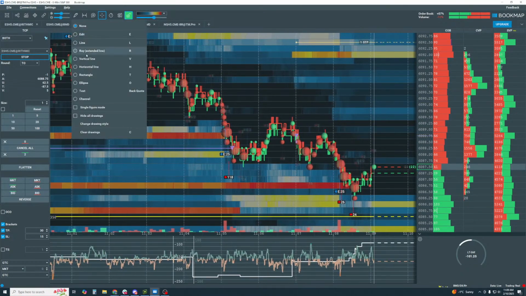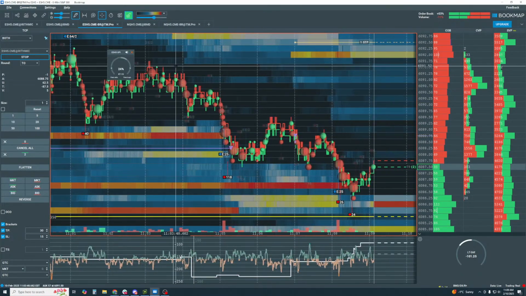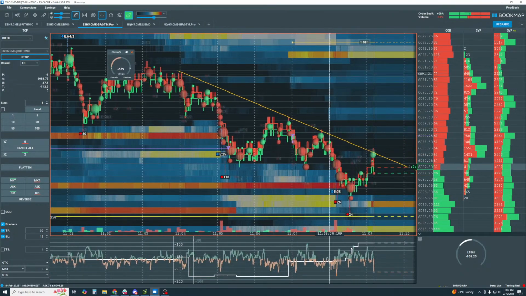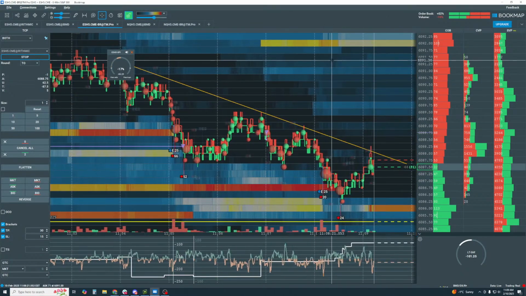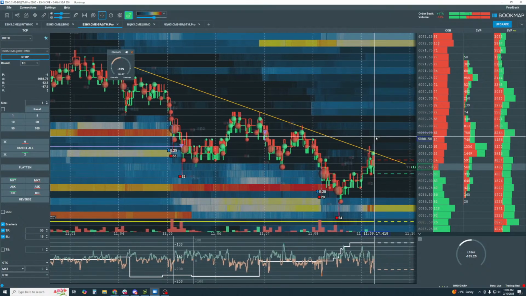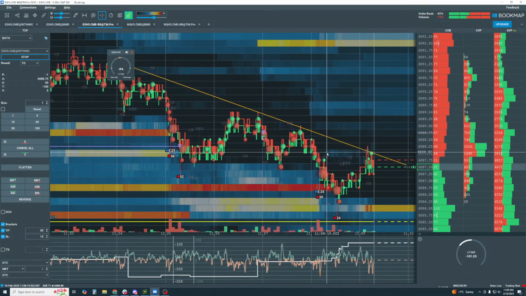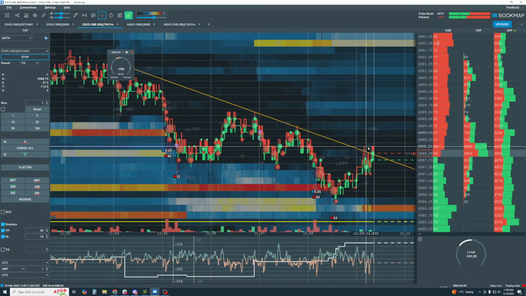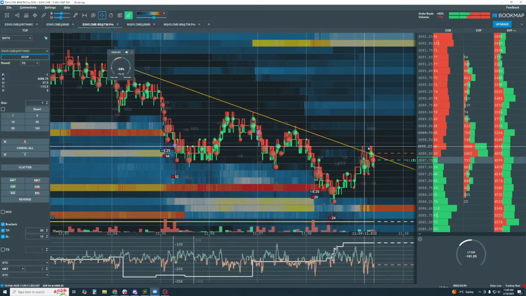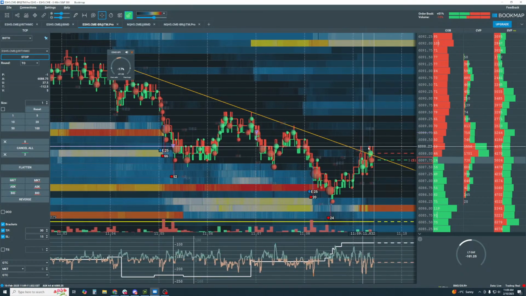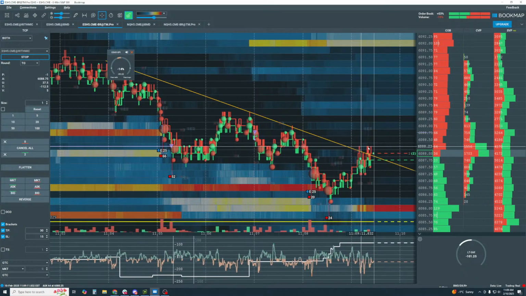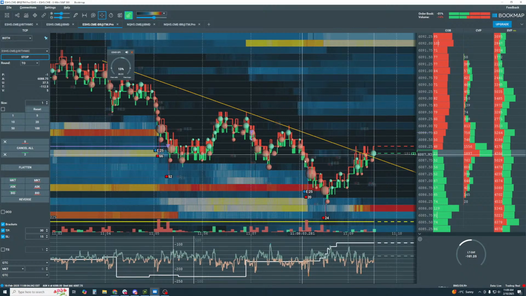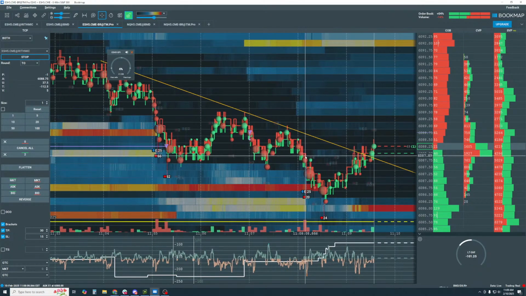Okay, if we get our pullback, there's lots of different ways to look at this as well. Like where are the buyers going to pull it back to? You can put in a trend line. You can look at horizontal areas. You can look at Fibonacci's if you like, or I like to look at the swings in the heat map, and the liquidity. And I want to understand the context of the pullback here into this area.